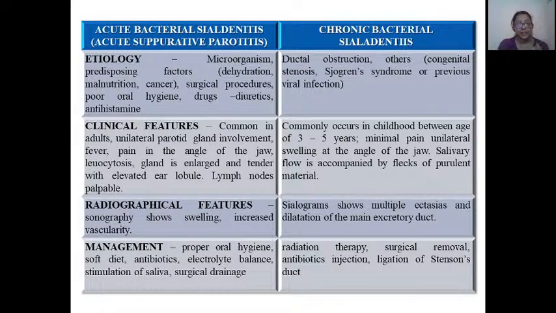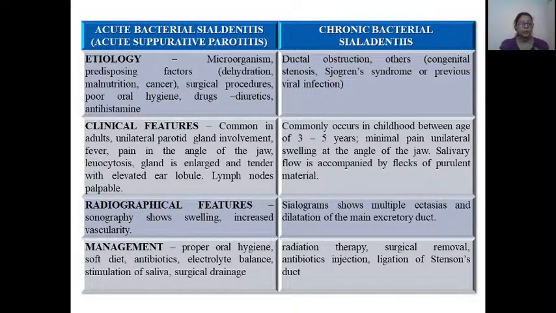Now, the chronic bacterial sialadenitis is caused by ductal obstruction, other congenital causes like congenital stenosis or stricture of the duct, Sjogren syndrome or any previous viral infection history. It is usually seen in the age group of 3 to 5 years with minimal pain and unilateral swelling in the angle of the jaw. Salivary flow is accompanied by flecks of purulent material when we palpate near the duct. In sialograms, we see multiple ectasias and dilation of the main excretory duct, and it can be managed by radiation therapy, surgical removal, antibiotics injection, ligation of the Stensen's duct.